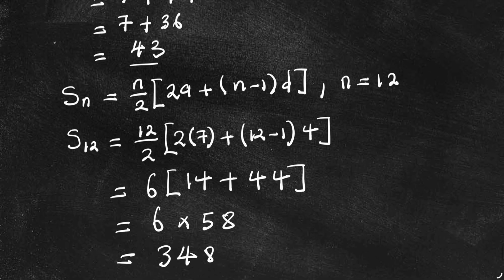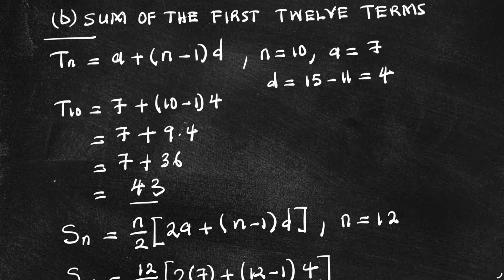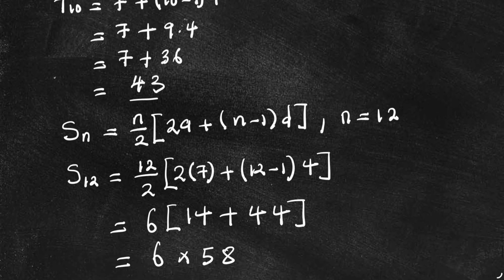So in a nutshell, for the first part, we needed the 10th term, so we use the nth term formula. Then for the sum of the first n terms, we use this formula.